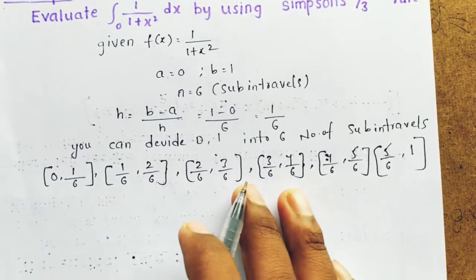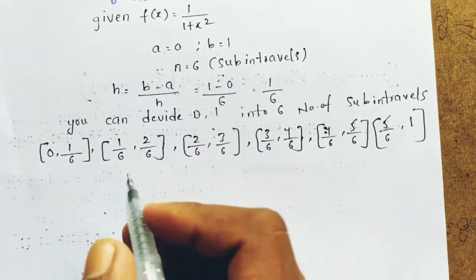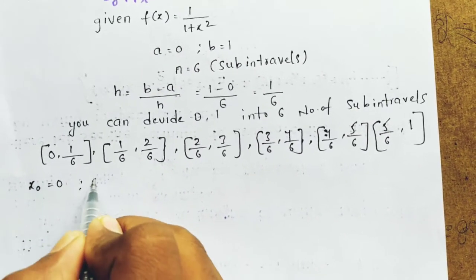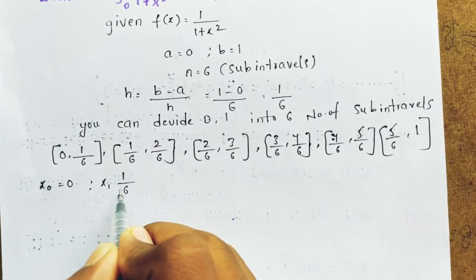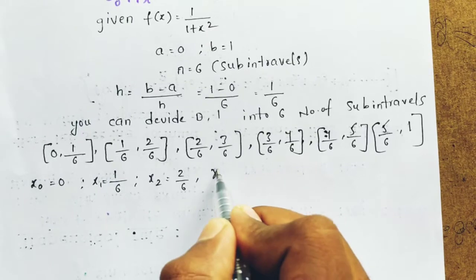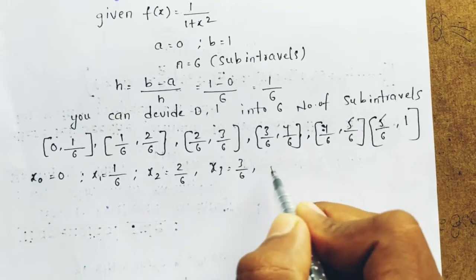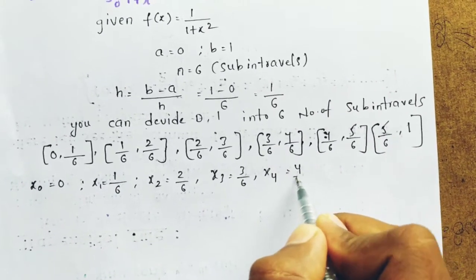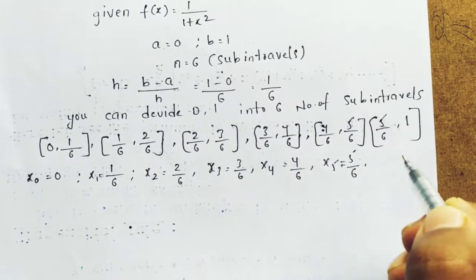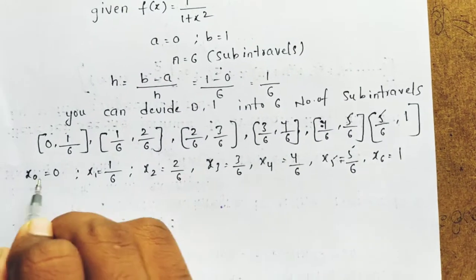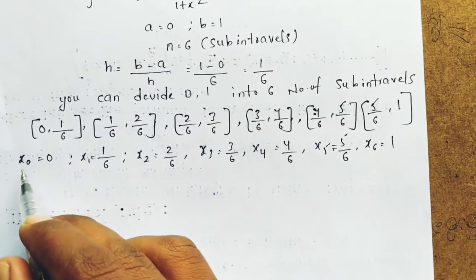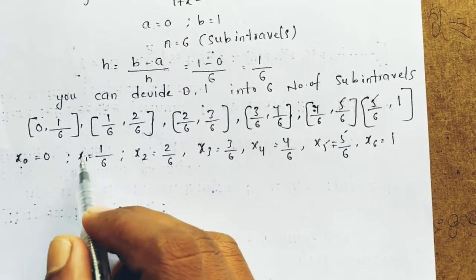These are the 6 subintervals. So we can denote x0 as 0, x1 as 1 by 6, x2 as 2 by 6, x3 as 3 by 6, x4 as 4 by 6, and x5 as 5 by 6. Finally x6 equals 1. Here we can denote these values in terms of the coefficient of x.